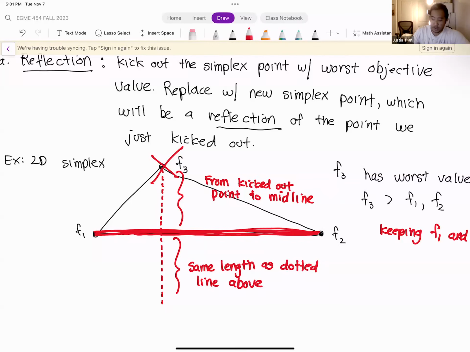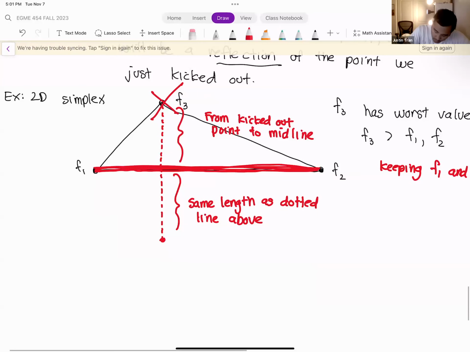Okay. At the end of this line right here, let's go ahead and make a new point. So we'll call this F4, right? So that F4 is going to form the last point of our new simplex, right? And so if I connect F4 to F1 and F2, it's going to look like this.